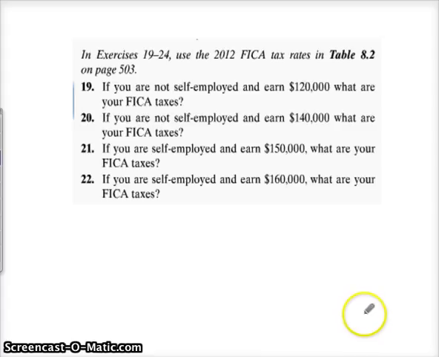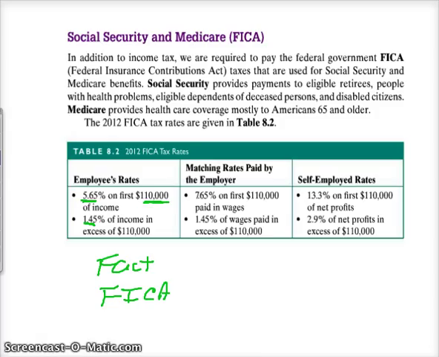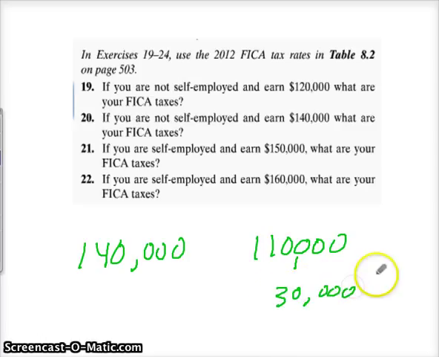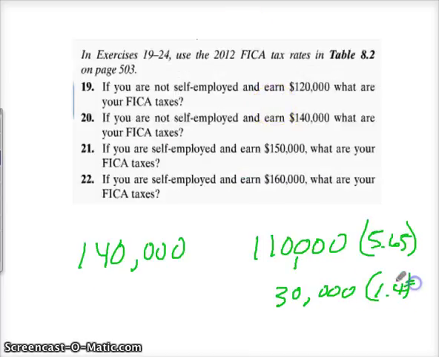All right, so for example, number 20, if you are not self-employed and you earn $140,000, let's make sure we got that number right. So the first $110,000 is going to be that one rate, and then the amount over that, which is $30,000, is the other rate. And again, I think this was 5.65%. Check me on that. And I think this was, I forget what that was, 1.45%. You're going to figure those out and add them together, and that's how much FICA tax you owe.